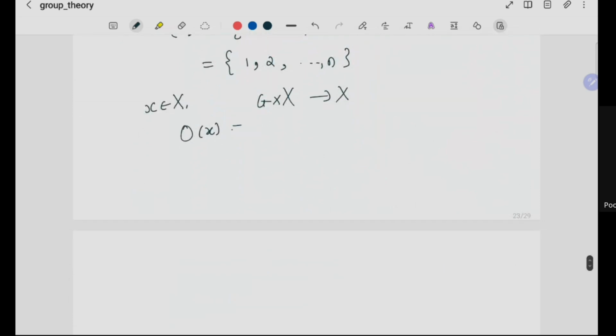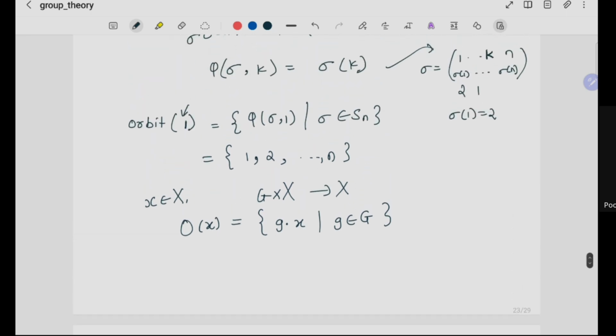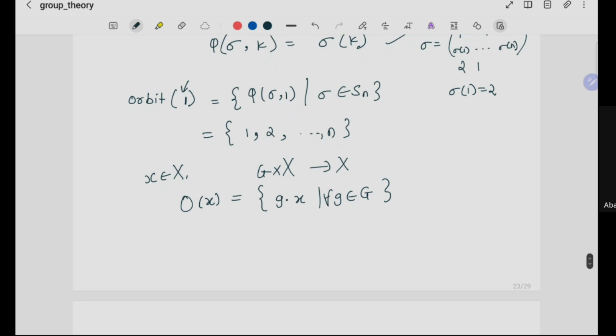Yeah, orbit of x. Orbit of x is all the possible values x would take under the action of group G. Is this okay? Yes, for all G. That's how we get the entire set, because I choose all the permutations.